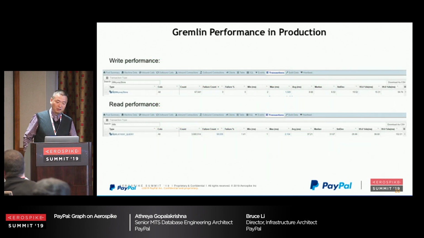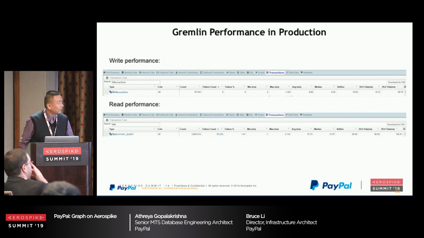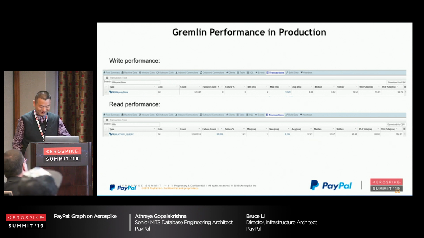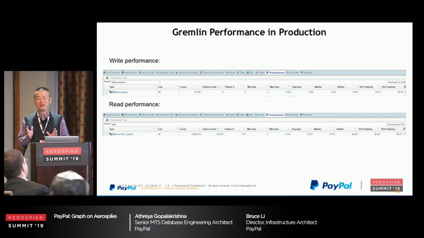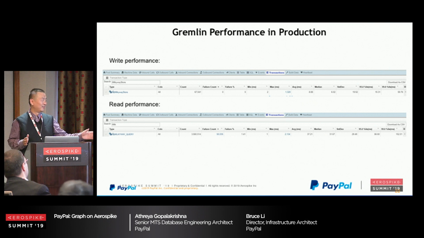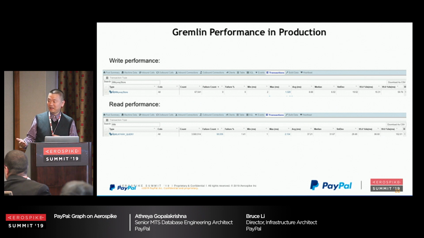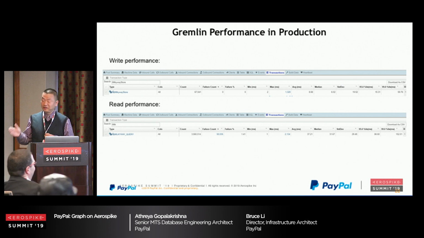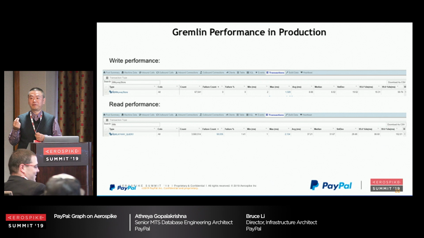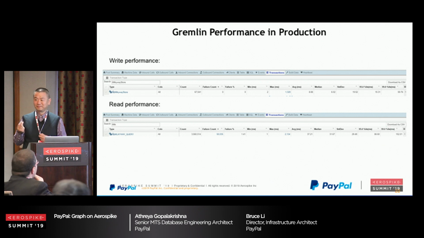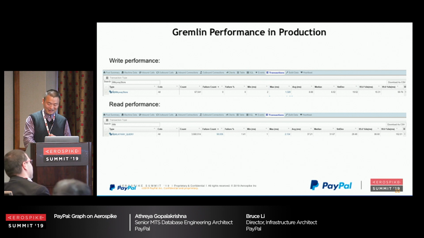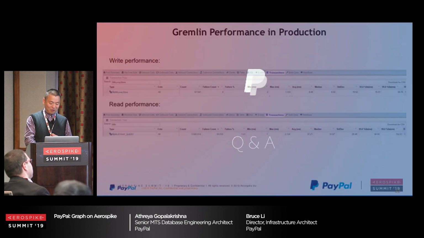And this is our benchmark in production. I'm not sure you can see it clearly, but the write performance is just within 100 milliseconds, very fast. And for the read, it's a 2 hop query that usually needs to access hundreds of vertices, so the latency is within 150 milliseconds. Very impressive. That's all for my part.